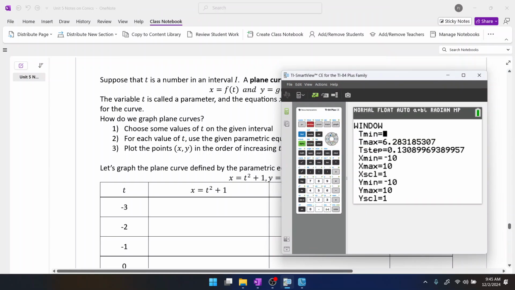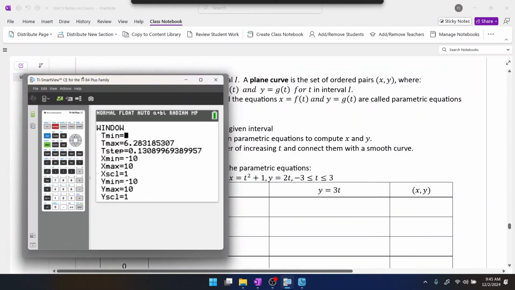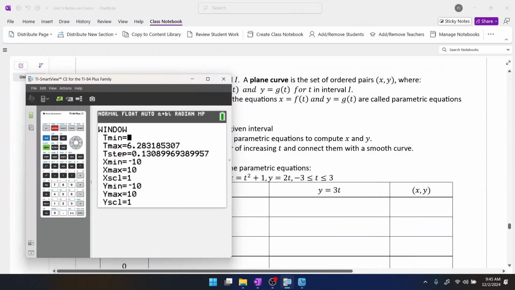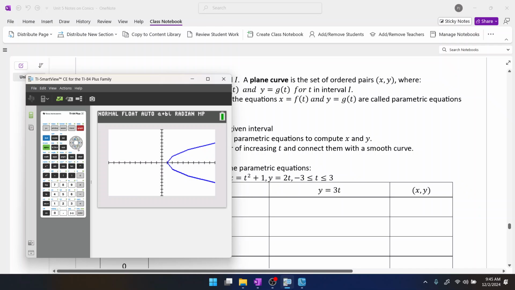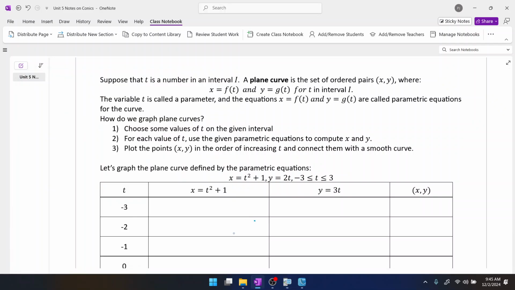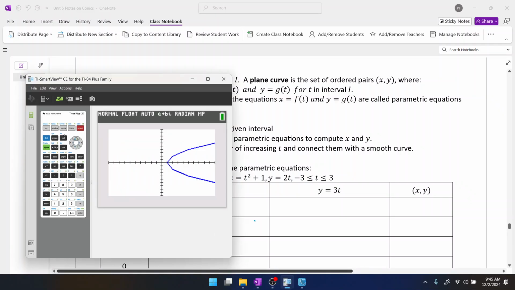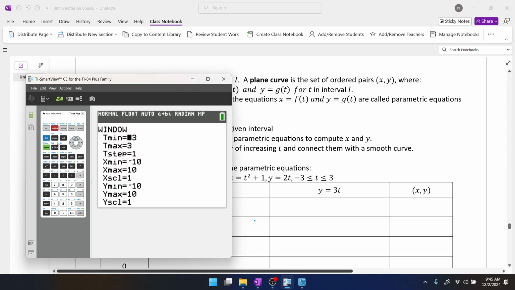Now, if you go to the window, notice that I have the t between -3 and +3, and we're going to go incrementally of 1 in 1. So it's going to look kind of like this. And yes, it looks like a parabola on its side, but what we're going to do here is figure out the x and y values. T step is 1.